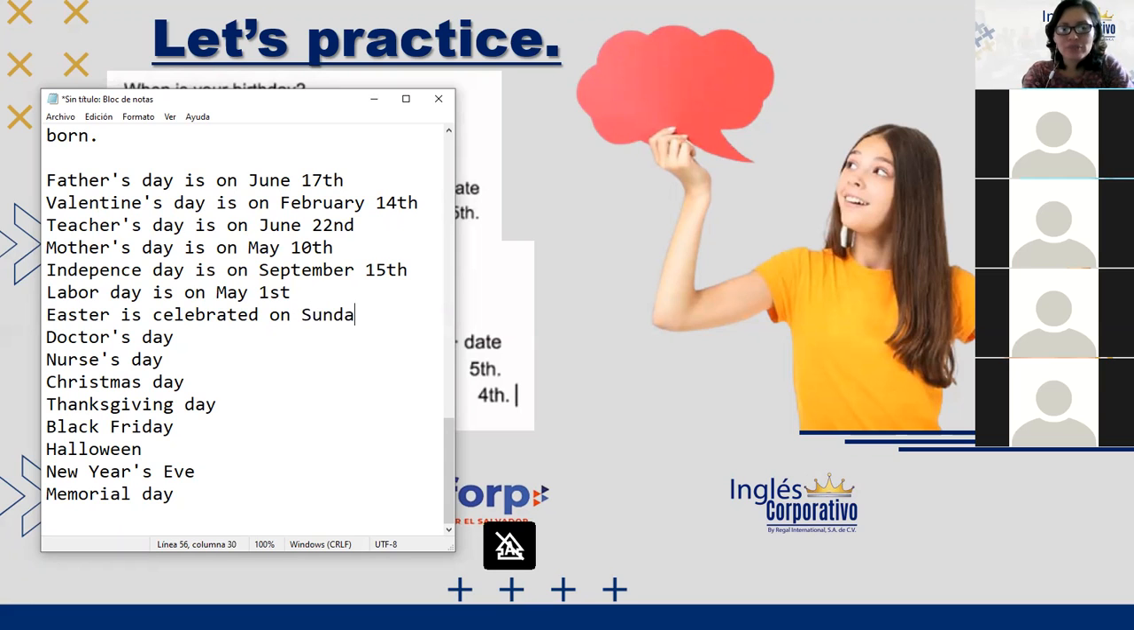Pero en realidad la fecha pues puede variar. Pero si estamos hablando en sí de la celebración, Easter is celebrated on Sunday. Pero no sé si sería el segundo o tercero, veamos. Vamos a ver. Easter celebrate. Ah, bueno, pero aquí viene la fecha. What is the true day of Easter? On April 21st. Ah, pero sí, lleva el día que corresponde por año.